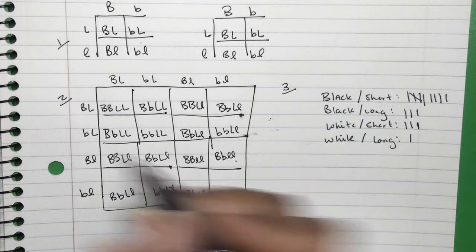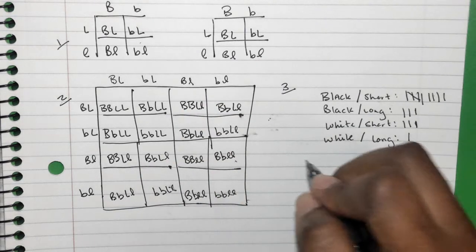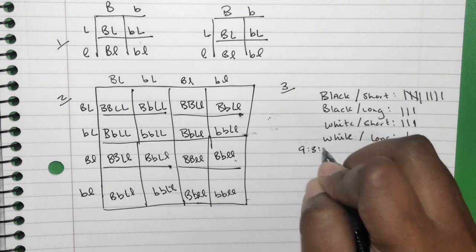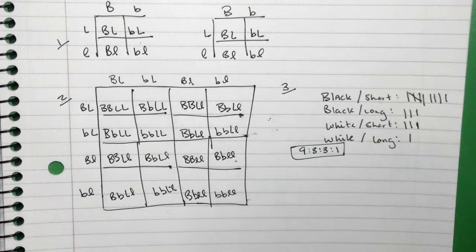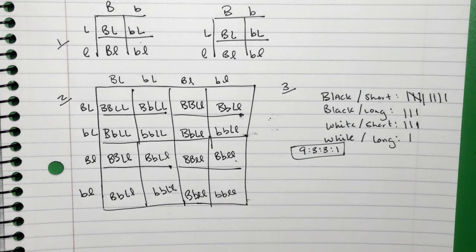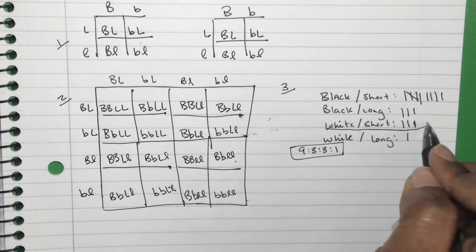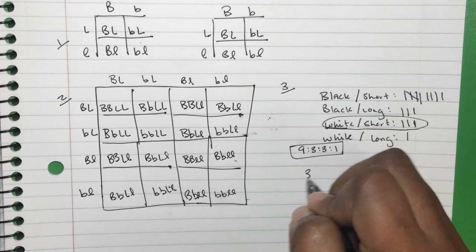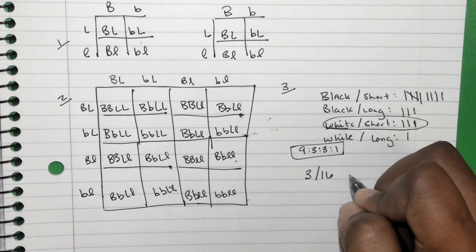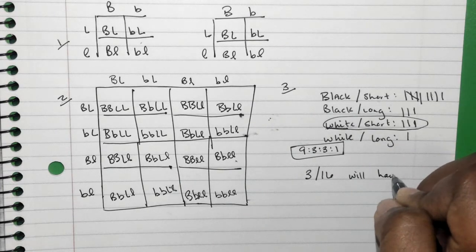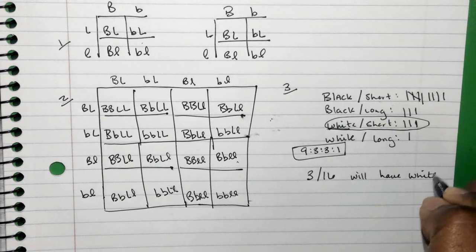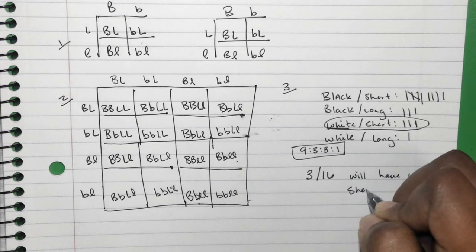So this is your typical two heterozygotes crossed, and it's the typical 9, 3, 3, 1. That is the ratio you'll get every single time for the phenotype. And so it says, how many out of the 16 offspring will have white, short hair? White and short. And so what did you get? You should have gotten 3 out of the 16 will have white and short hair.